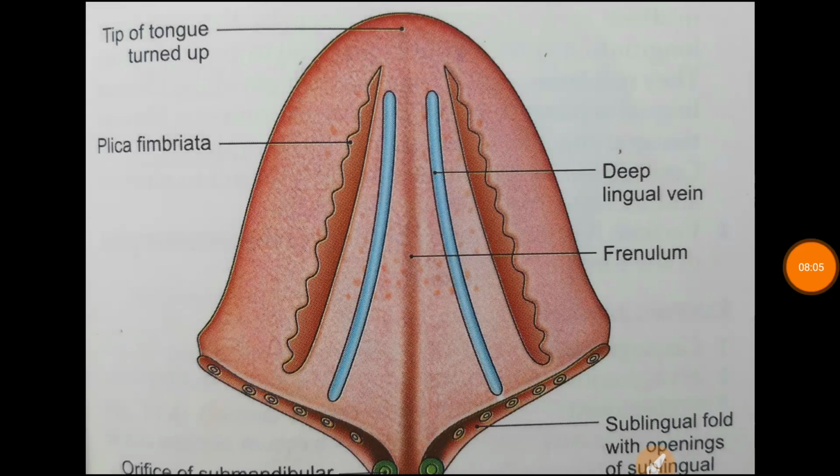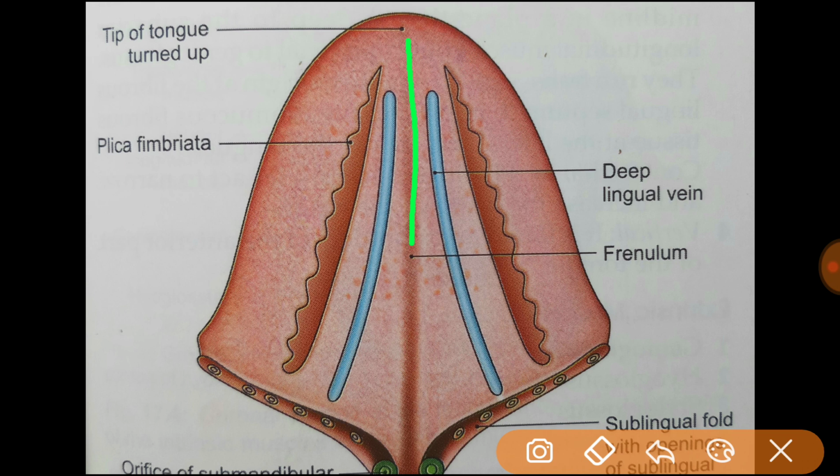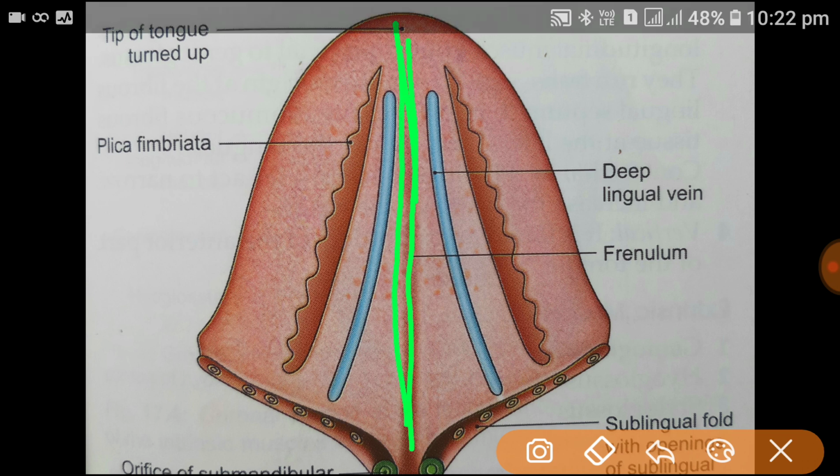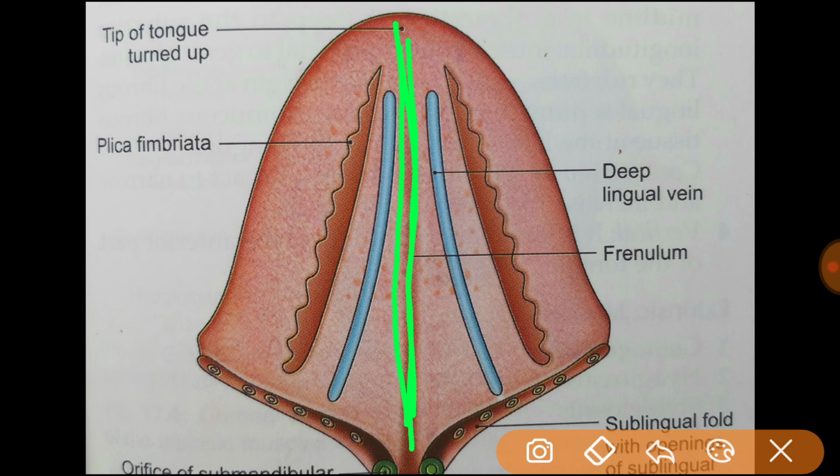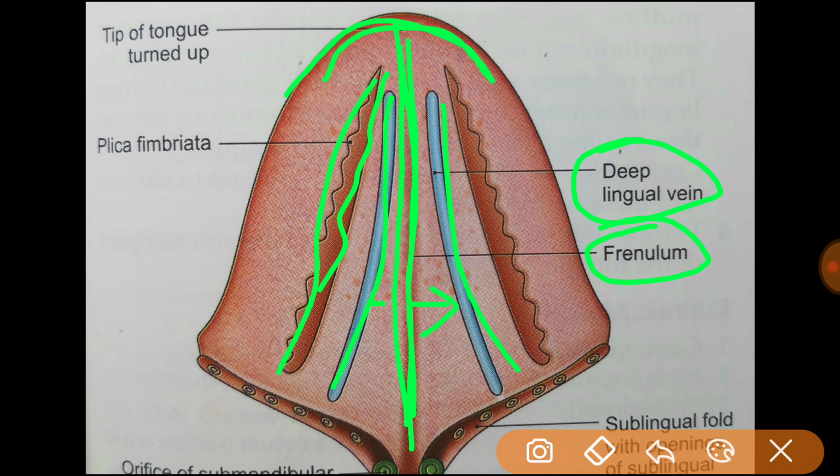You can see the diagram of the ventral structure. The ventral part of the tongue includes the middle part, which is attached to the floor of the oral cavity, known as the frenulum linguae. On both lateral sides of the frenulum is the deep lingual vein. Lateral to the deep lingual vein, the plica fimbriata are there, and here is the tip of the tongue.